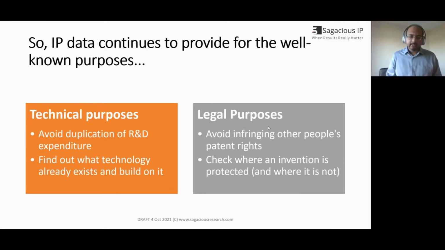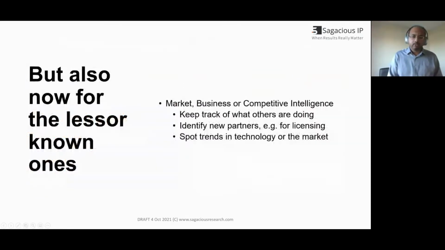We also use it for legal purposes: if I'm creating a product, am I infringing on somebody else's patent rights? I want to avoid that, and to see if my own product or the innovations within it are well protected. So those are the traditional purposes, technical and legal. But as we move ahead, we find that the quantum of data available over the timeline is also very useful for market, business, or competitive intelligence: looking at technology trends, trying to find partners in a specific geography, in a specific domain of technical relevance, and so on.